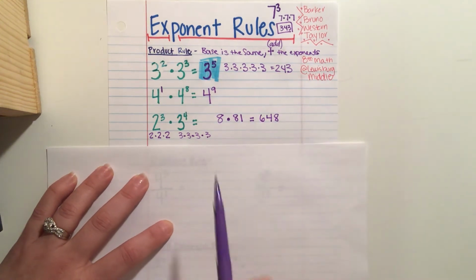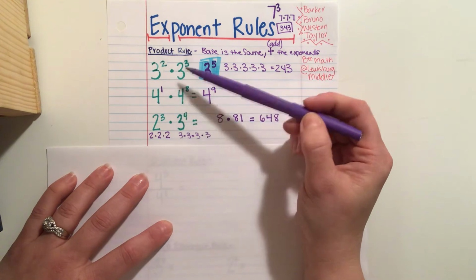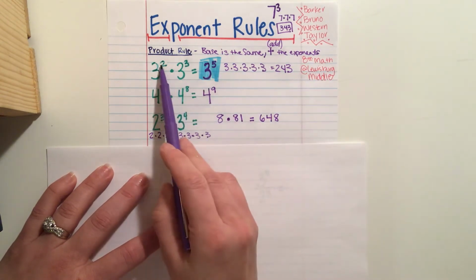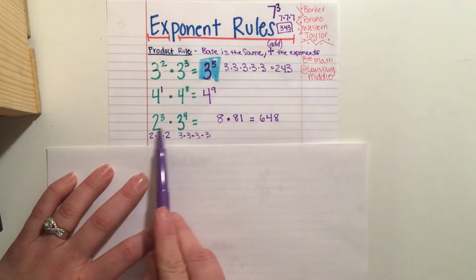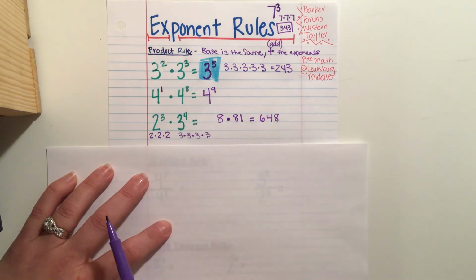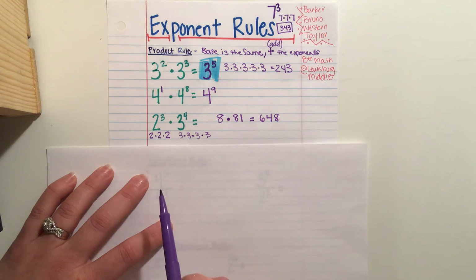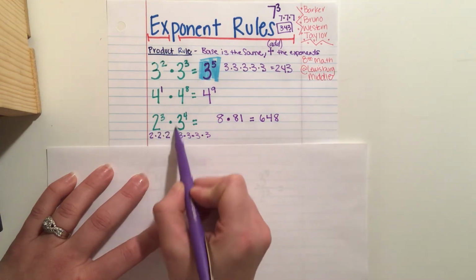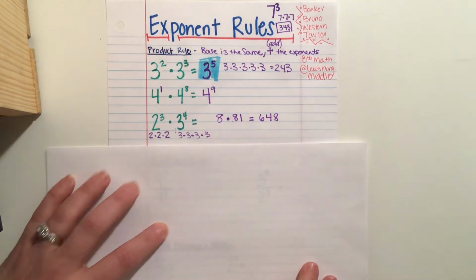648. So the difference in the top two problems, those bases were the same, so you were able to just add the exponents. This problem, the base was not the same, so you cannot add the exponents. You have to actually work each individual exponent problem out, then multiply your answer at the end.